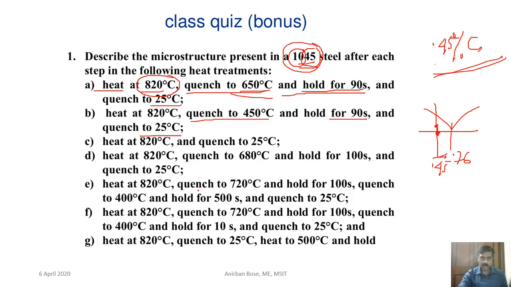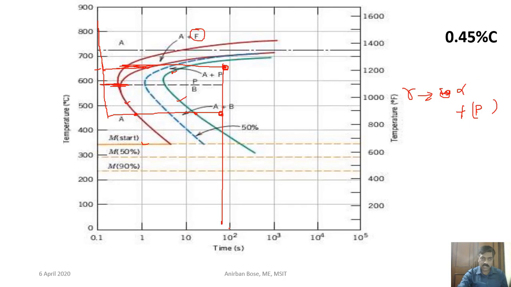Similarly, the other problems you can see: 820 degrees and quench to 25. So it is martensite, 100% martensite. Quench to 650, hold for 100 seconds and then quench to 25 degrees centigrade. Okay, so 650, 100 seconds. 650 is here, 100 seconds is here. So it will contain ferrite and pearlite, pro-eutectoid ferrite and pearlite.